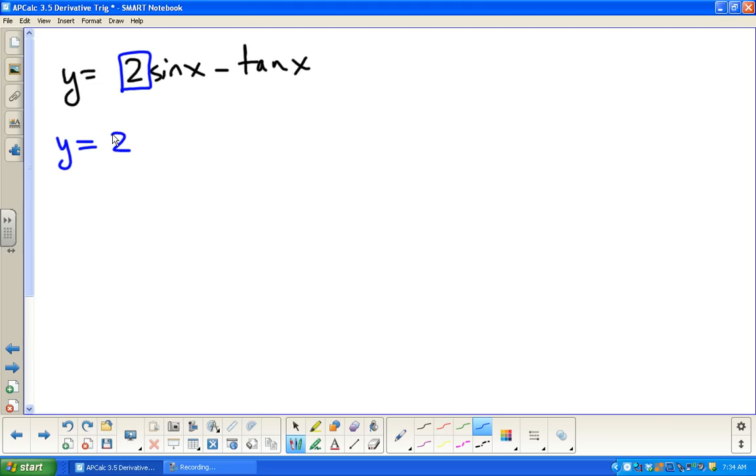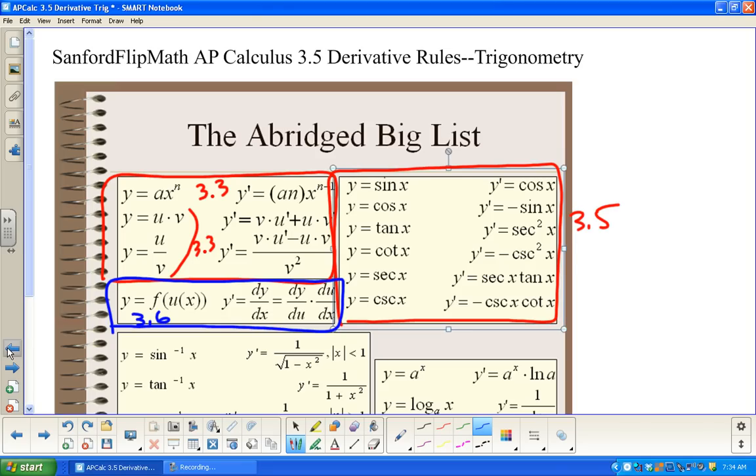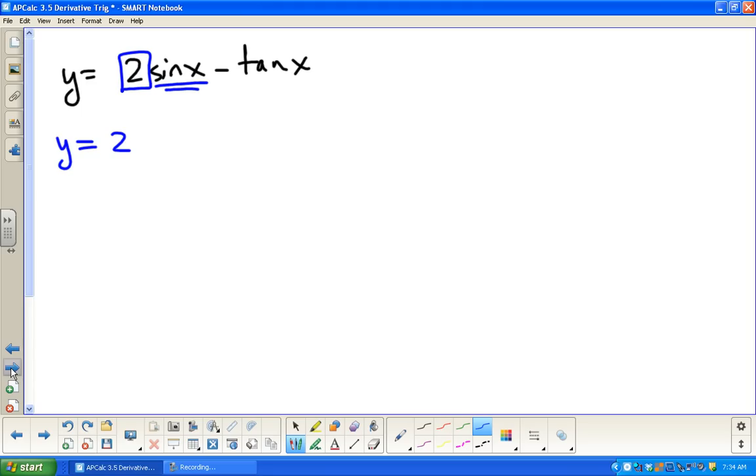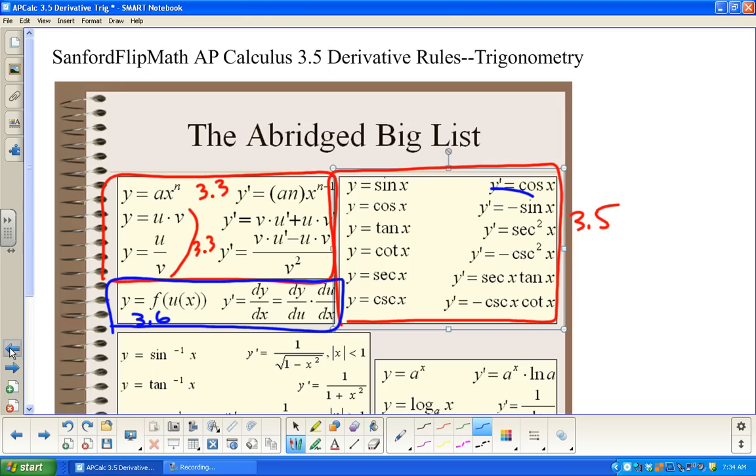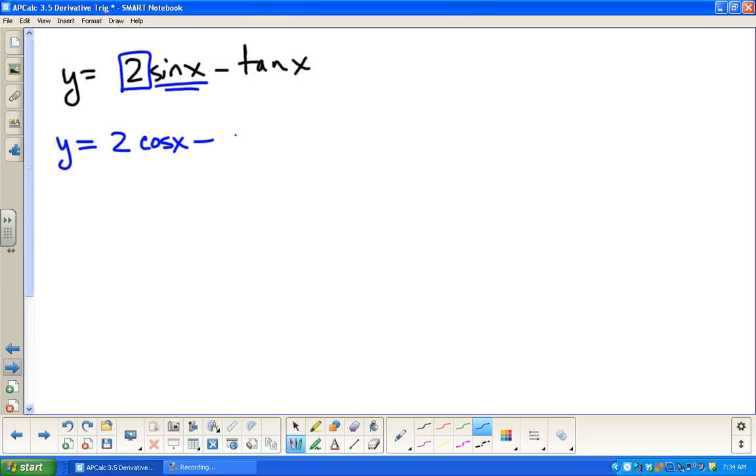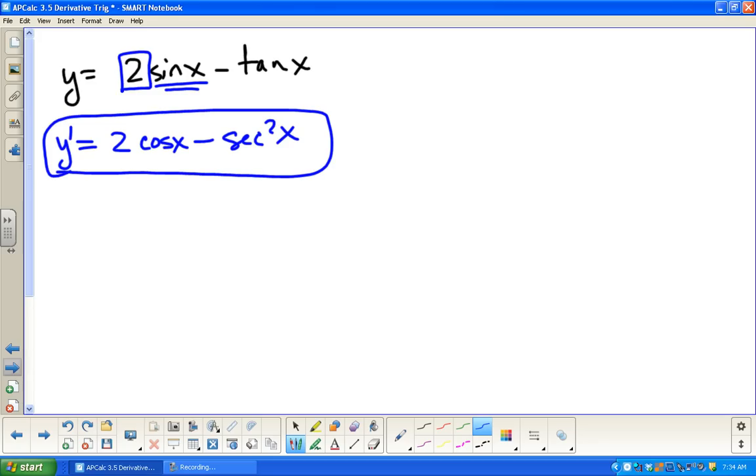The 2 is part of that term, but from that little list we just saw, the derivative of sine is cosine. So that's 2 cosine x. And the derivative of tangent is secant squared. So there it is: y prime equals 2 cosine x minus secant squared x.